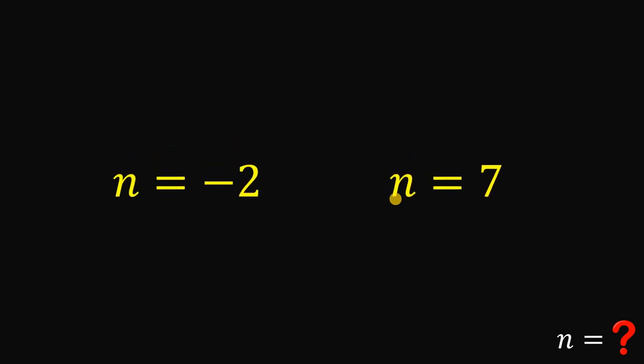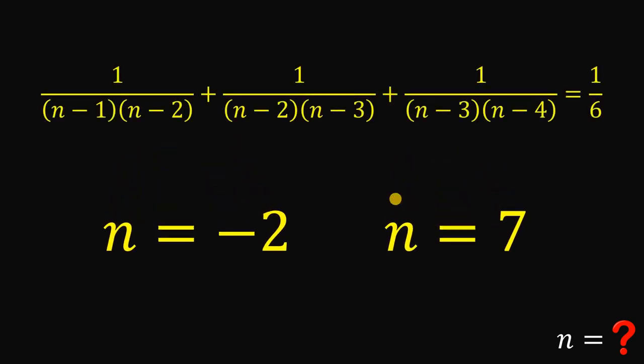And there you go. We have two possible values of n that satisfy this equation: 1 over (n minus 1)(n minus 2) plus 1 over (n minus 2)(n minus 3) plus 1 over (n minus 3)(n minus 4) equals 1 over 6. We have n equals negative 2 or n equals 7. And as always, we are done.